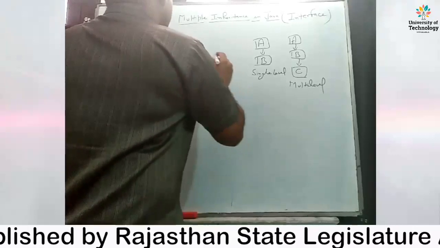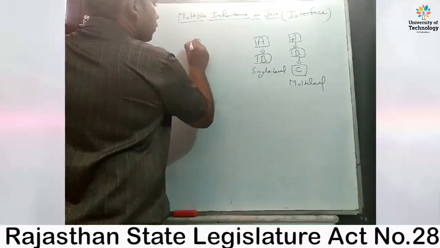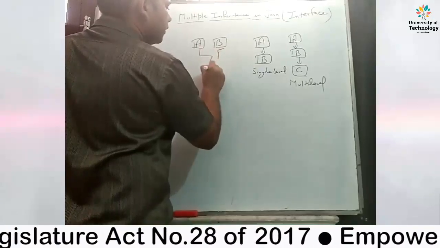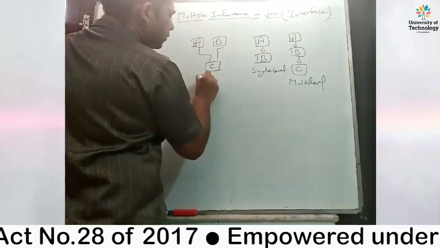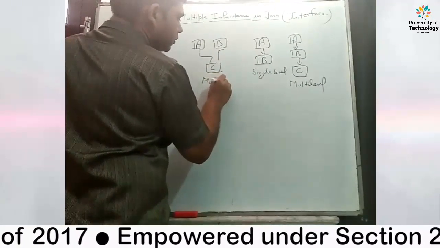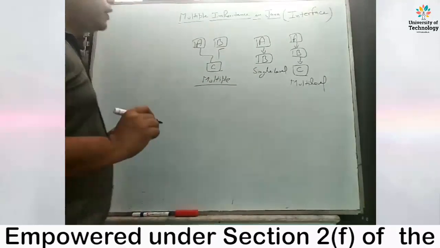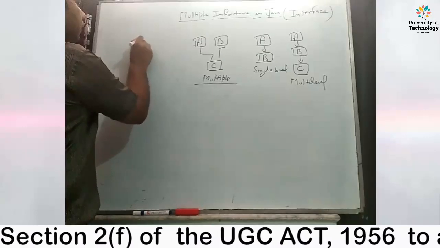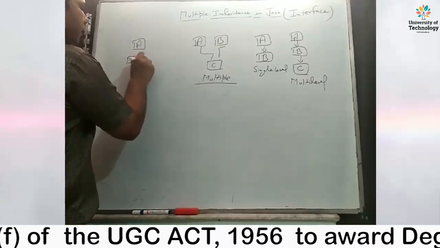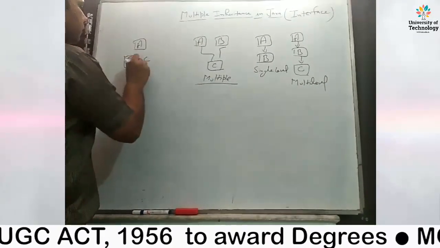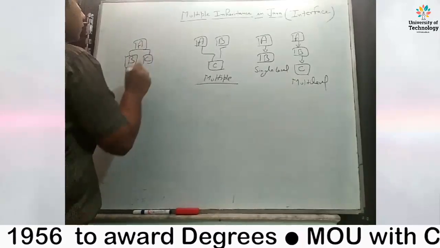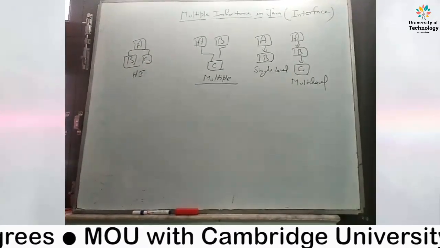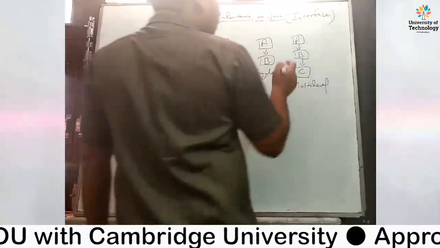Next, we paid attention to A, B, and C: multiple inheritance. Next, A, B, and C: hierarchical inheritance. Single level, we made class A.